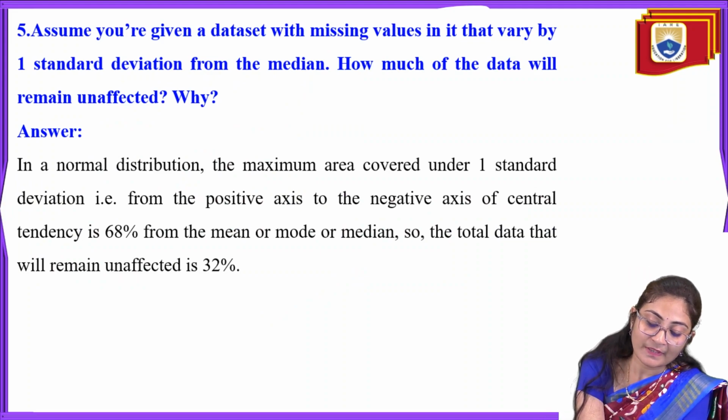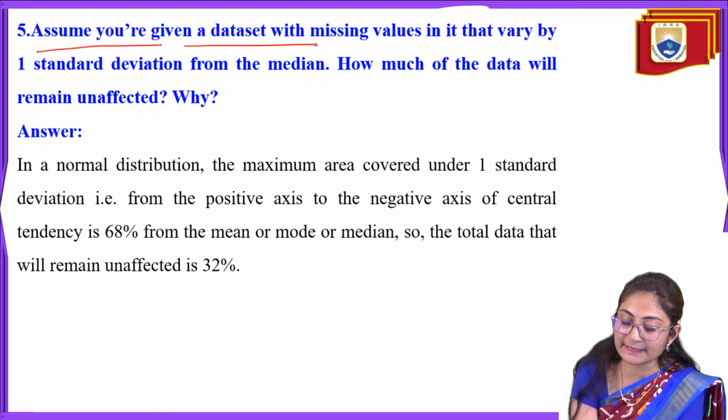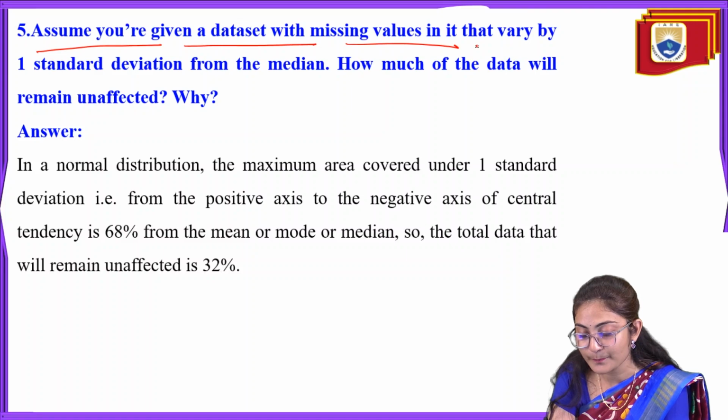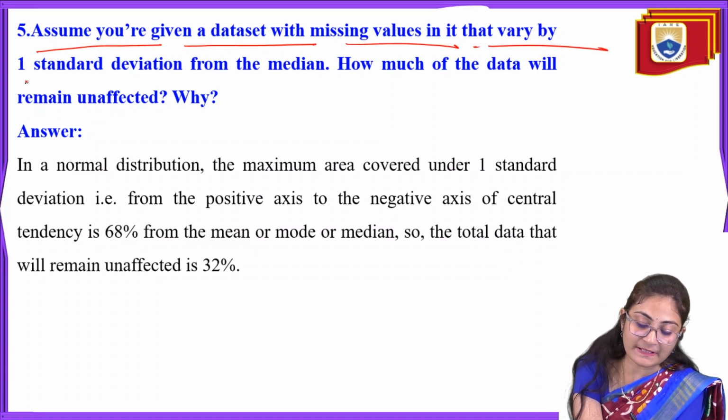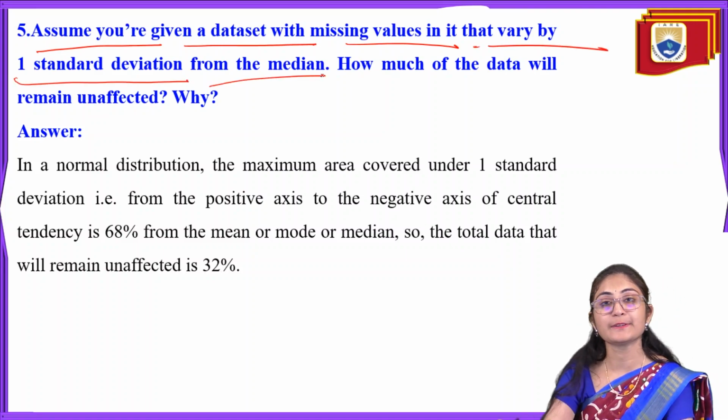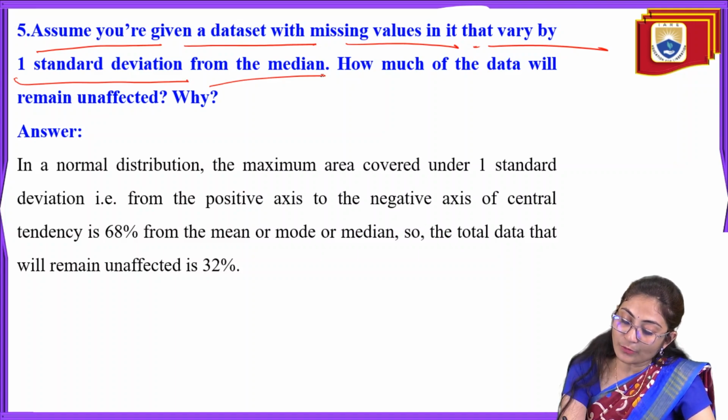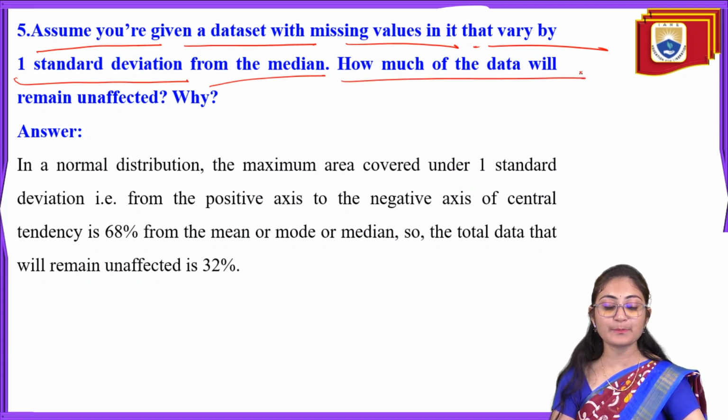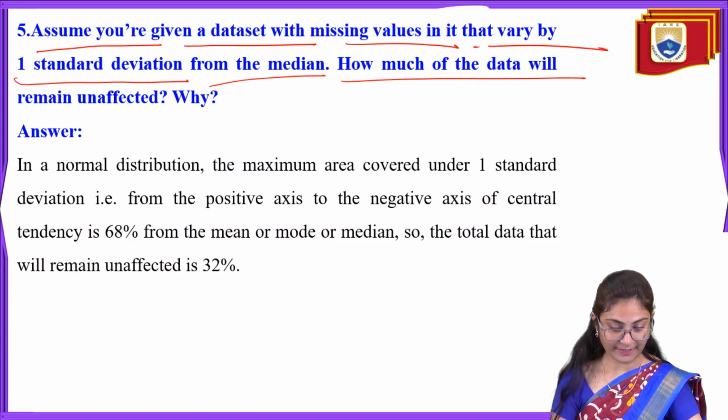Now next one, assume you are given a data set with missing values in it that vary by 1 standard deviation from the median. Now how much of the data will remain unaffected and why?